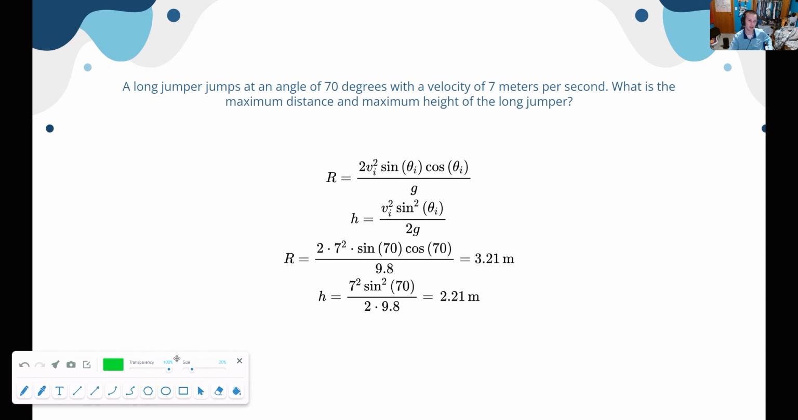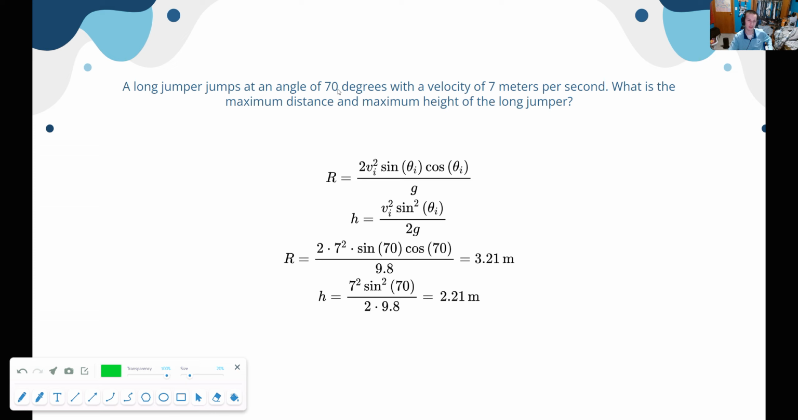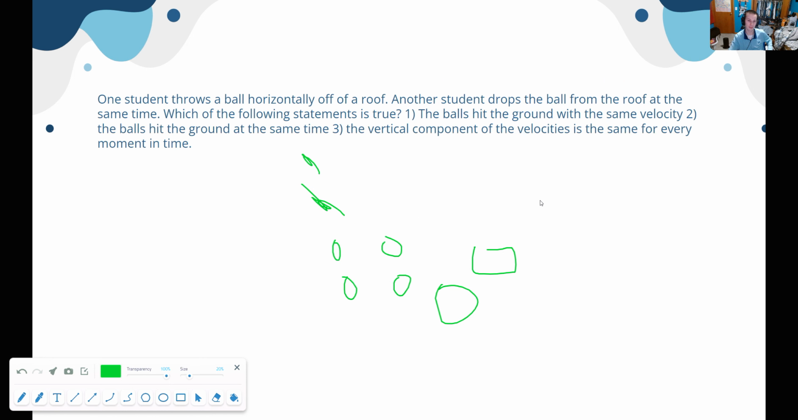So first problem, we have a long jumper at an angle of 70 degrees with a velocity of 7 meters per second. What is the maximum distance and maximum height of the long jumper? So we have our equations for the maximum range and the maximum height, and we know our velocity is 7, and we know our angle, and so you can just plug them straight into the formula, pull out your calculator, and you can get an answer for both of these. So the information is just given to you in the problem. Just gotta plug them in, and you will get yourself an answer.